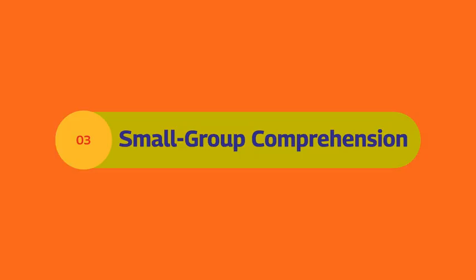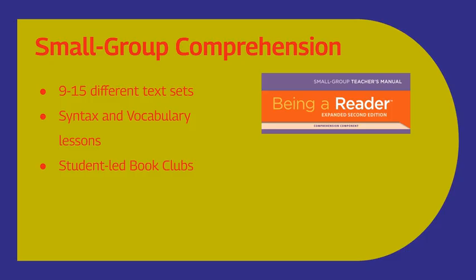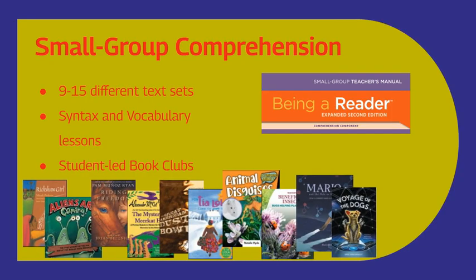Small group comprehension provides differentiated Tier 1 instruction to support development of reading skills and strategies and generating independent thinking. Depending on your grade level, you will receive between 9 and 15 different text sets, with 6 copies of each title. These lessons include explicit syntax and vocabulary instruction to help students untangle complex language. Furthermore, support for launching student-led book clubs is integrated into your small group manual to ensure a smooth transition to full student autonomy.